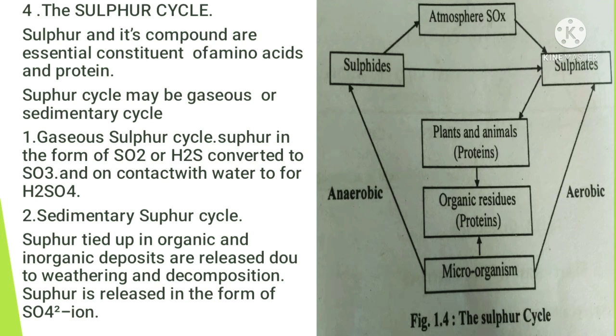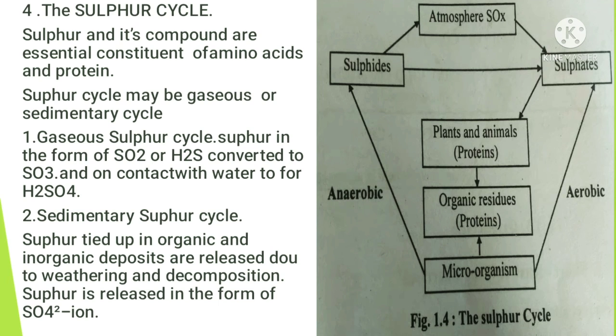This sulfur is released in the form of SO4 minus ion. It is then carried to the terrestrial ecosystem in the form of salt solution. Sulfur is also added to the system from fertilizers. So different fertilizers are there which contain sulfur. In short, the sulfur cycle shows circulation of sulfur and its components in the environment.